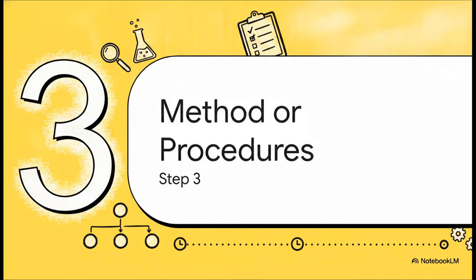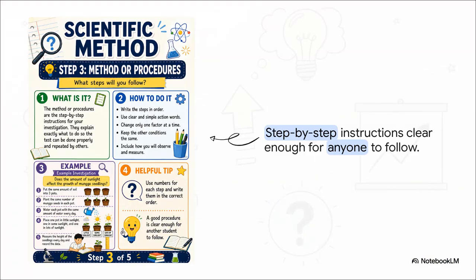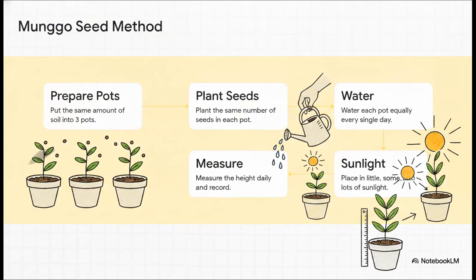Next up is step 3, method or procedures. This is where you write out your step-by-step instructions. You want to use clear, direct action words, so literally anyone could repeat your test perfectly without having to ask you questions. The golden rule for your method: change only one factor at a time while keeping everything else exactly the same. Let's see how this actually works for our mungo seeds.